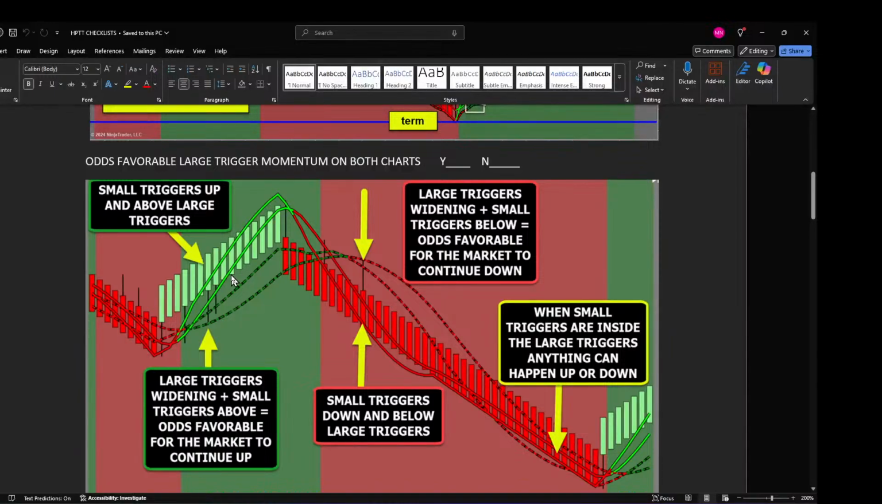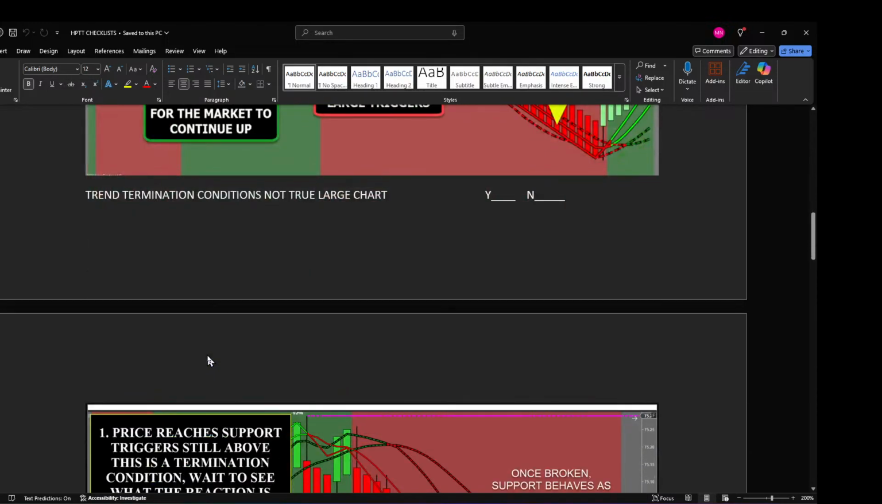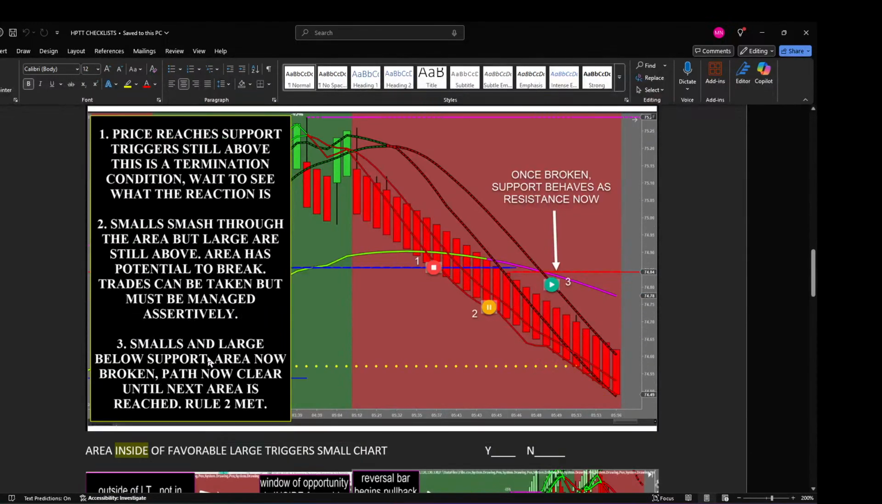You have to define momentum. This is strength. This is strength. This is weakness. As you take those pictures, just go back and try to match it. And then use the words. Why is it strong? Why is it weak? Define your termination conditions. Is it a termination condition? Does it have the potential to break, or is it a broken clear path?